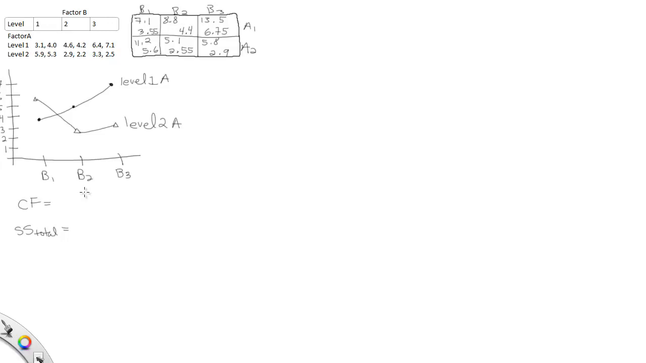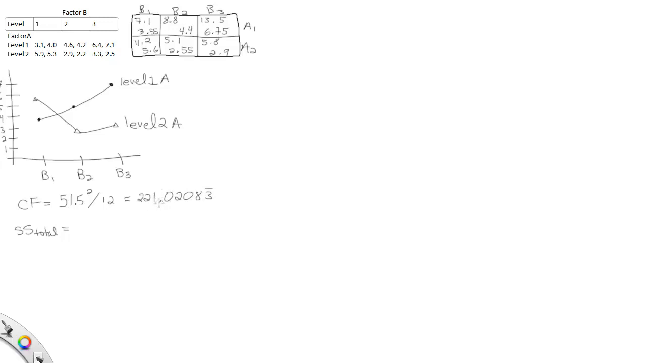So I've actually worked out the sum just for us to make it a little faster. The correction factor, the sum for that is going to be, let's see, I think it's 51.5, which we would then square, and we would divide that by the number of values we have, which is 12. And when you do that in your calculator, you'll see that you get 221.02083 repeating. Okay, so that's your correction factor.